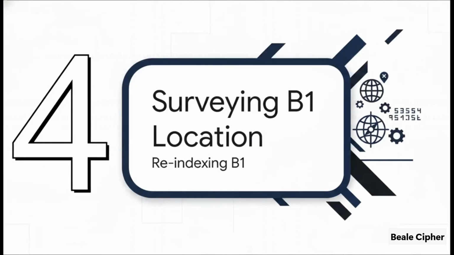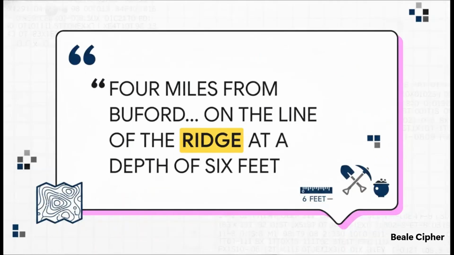Section 4, surveying the B1 location. So what happens when we take this new mathematically stable starting point and apply it to the previously unsolved B1 cipher? The results are completely transformative. When B1 is re-indexed using our 75-word shift, the random noise abruptly stabilizes. The text begins to produce highly specific, topographic language. It reads, "4 miles from Beaufort in the county of Bedford, near the excavated vault on the line of the ridge, at a depth of 6 feet, buried in iron pots with covers."